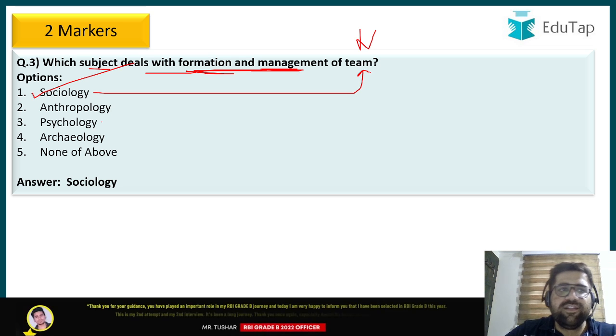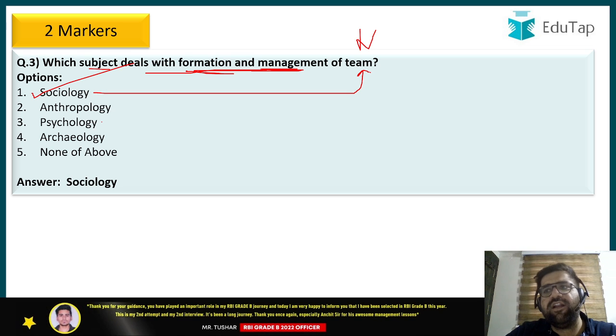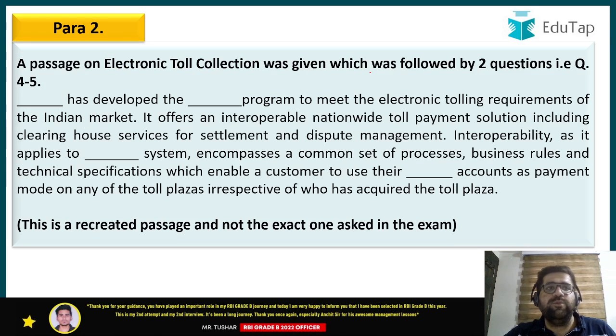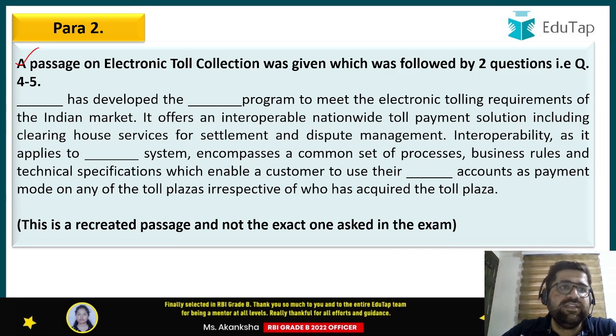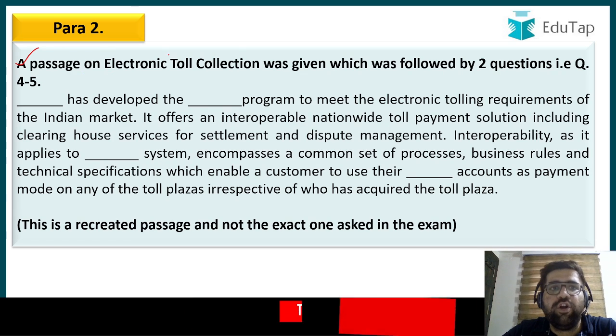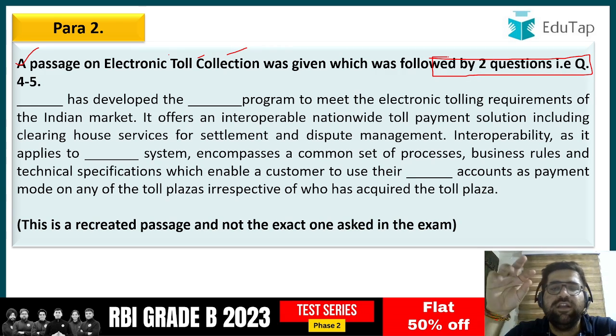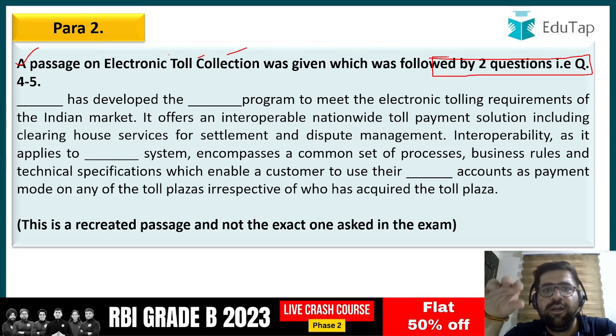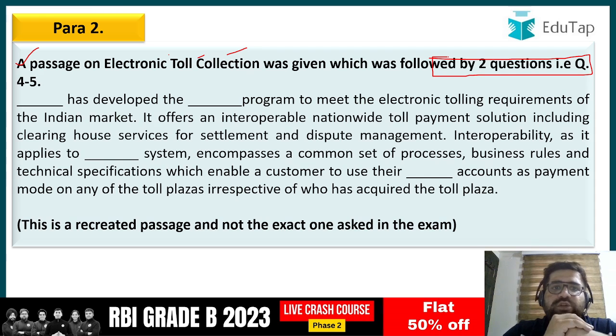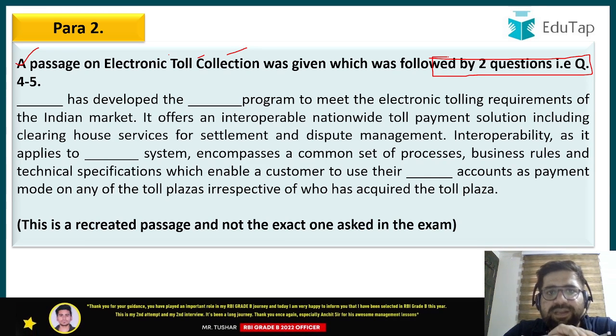So all the three questions which appeared on this particular paragraph seem to be doable and very scoring as well. Now let's move ahead to another paragraph. Now you can see a passage based on electronic toll collection was given, which was followed by two questions. So there was a set of two questions in your question paper, and based on this particular paragraph there were two questions which we have to solve.